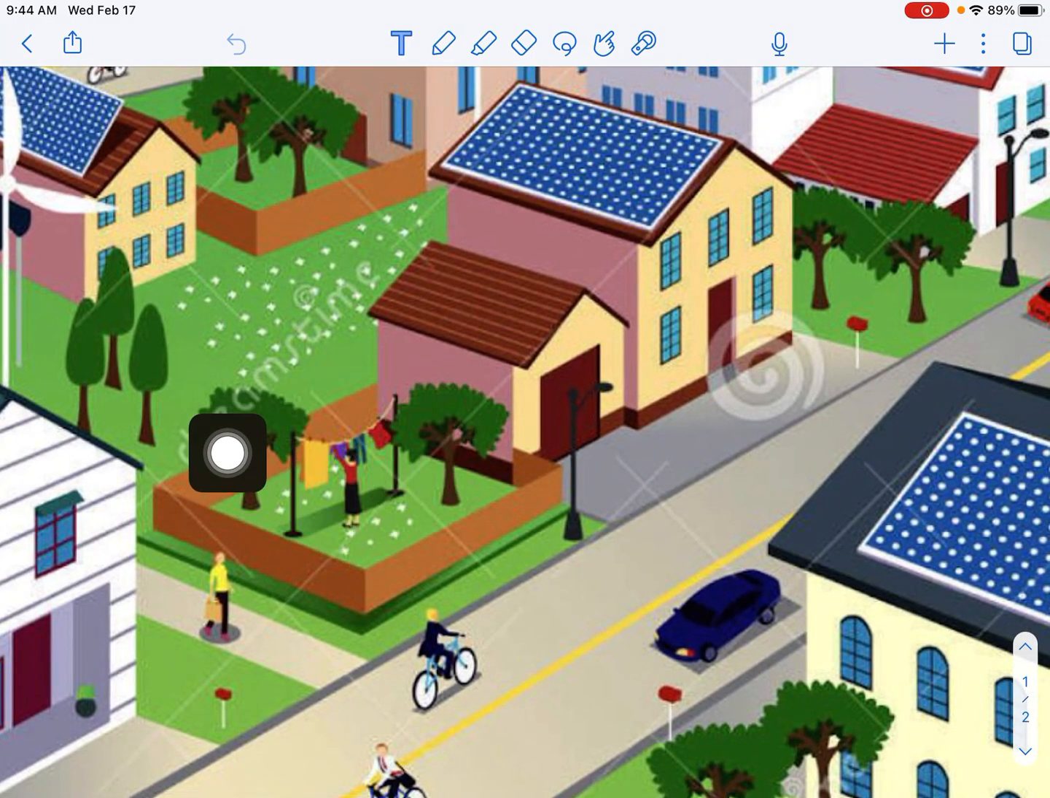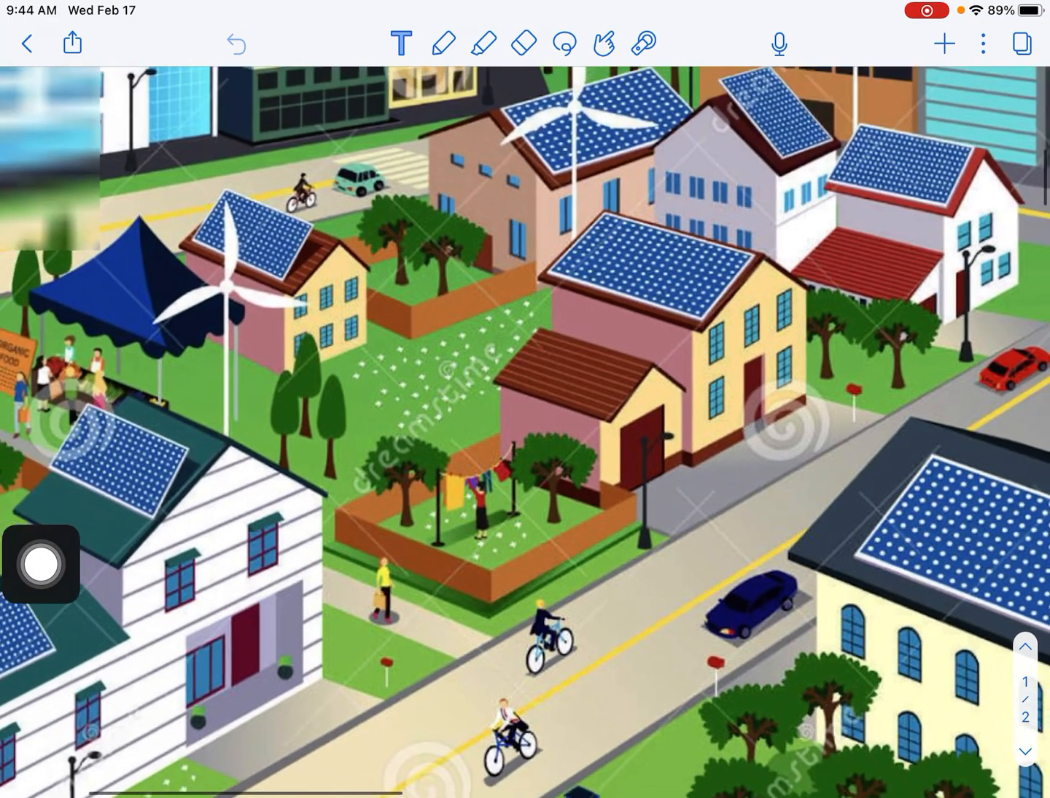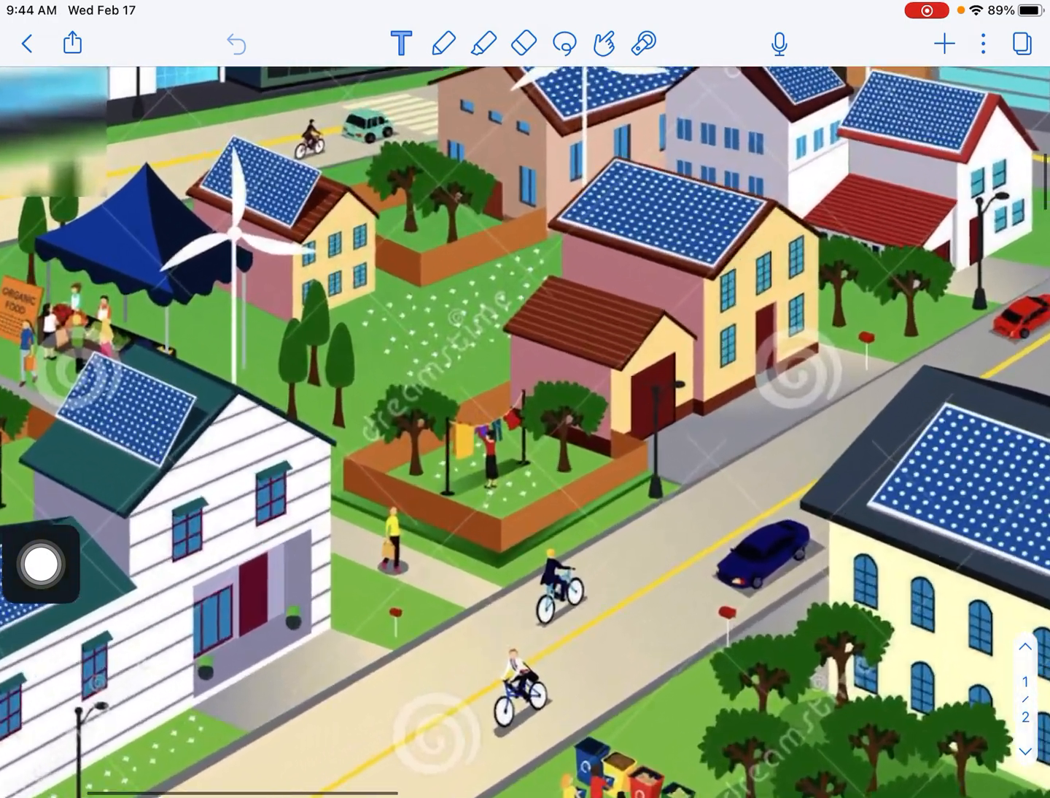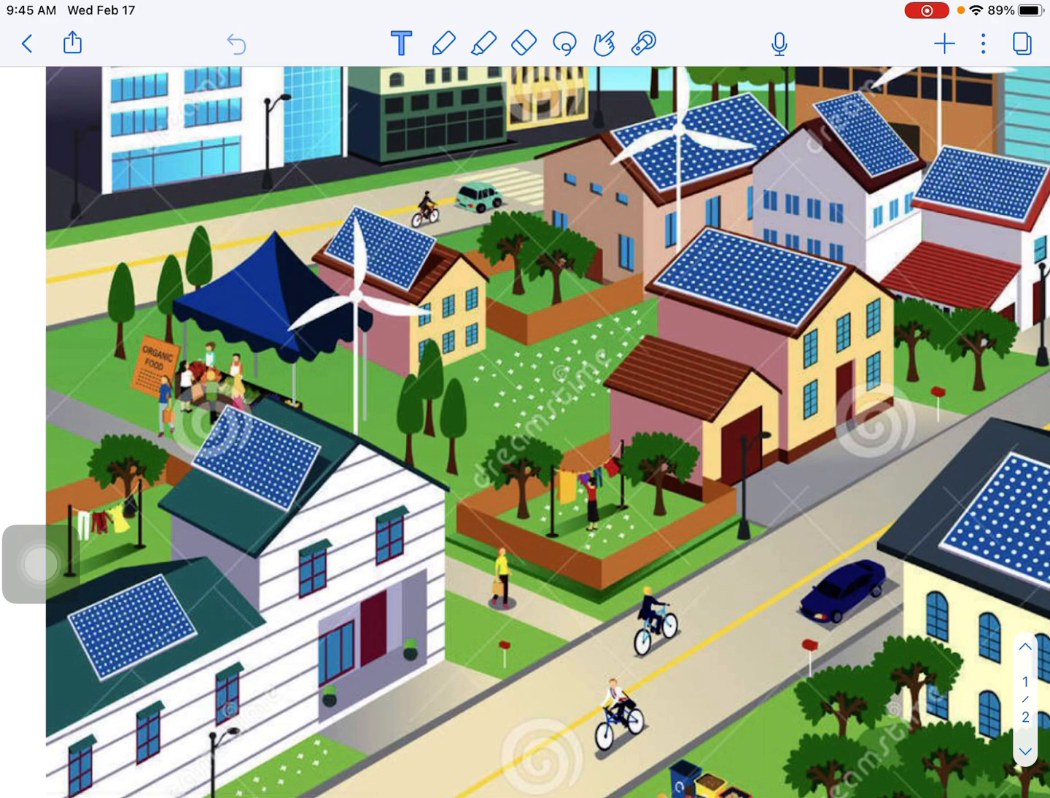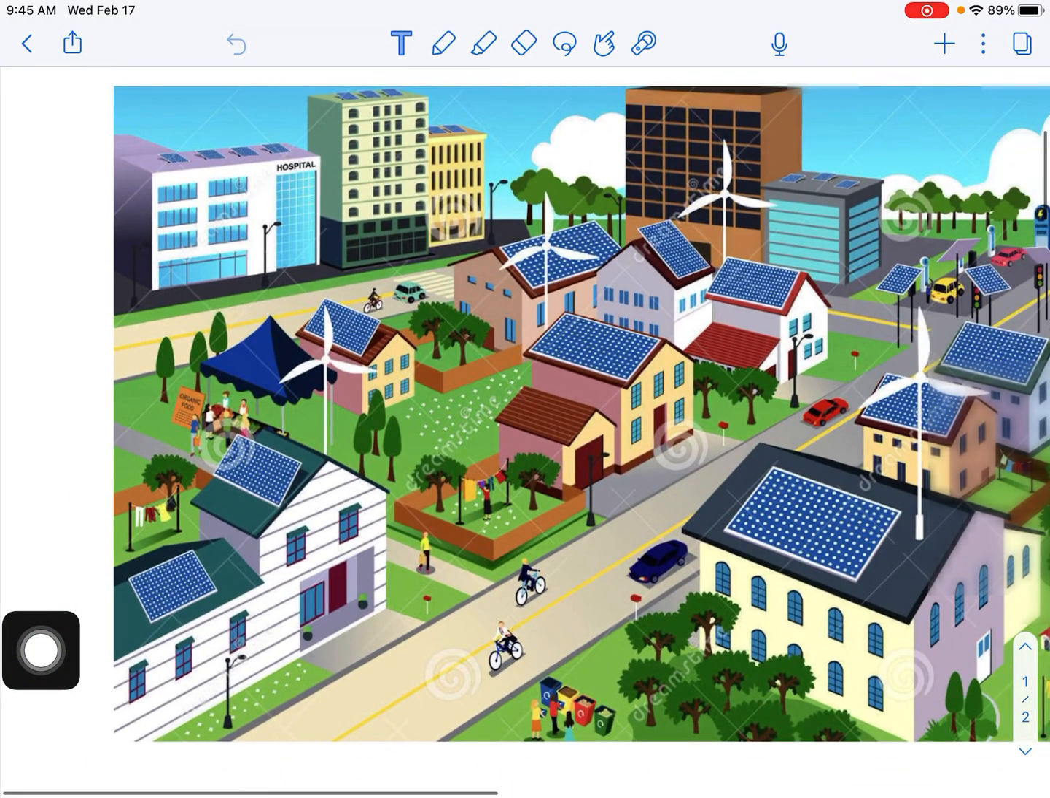Somebody is hanging their clothes on a hanging rack. Why would that be beneficial? Think about that. Why is it beneficial to dry your clothes on a clothing rack versus using the dryer? And I see a stand over here that says organic food. That means you're not using any chemicals when you are growing that food. So many great things in this image here.